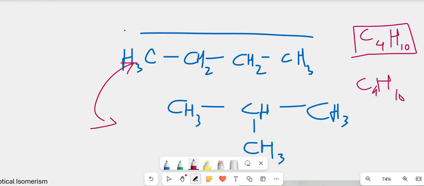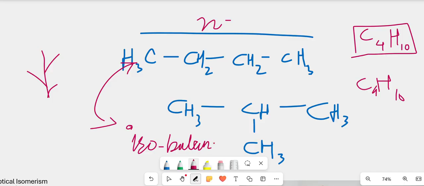Right. So when this is in a straight chain, we call this N-butane, and this is in the form of branches, like the branches of a tree. So we call them iso, and this molecule is called butane. So we call it isobutane. So there is what we see. They have the same molecular formula, but they have the different structural formula.